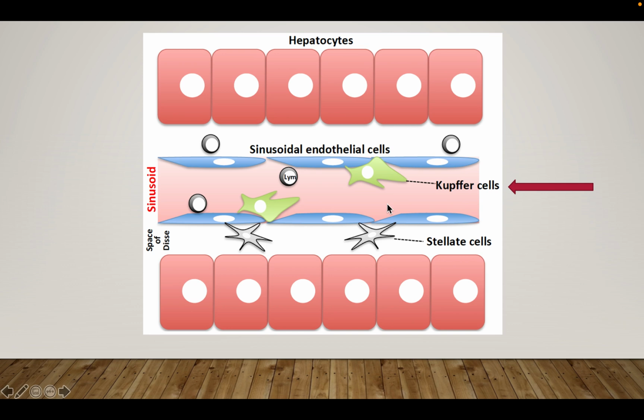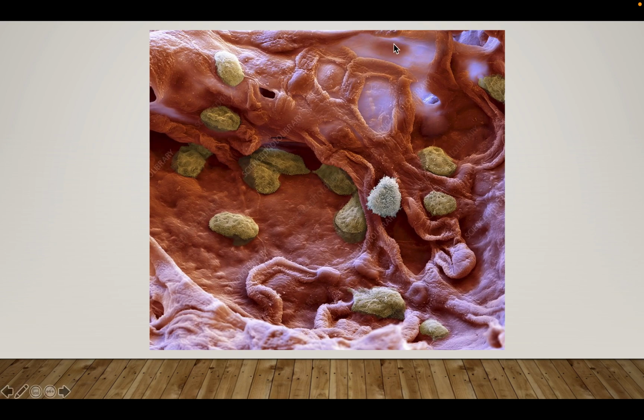They line these sinusoids, and when we get to the digestive system, we'll discuss what sinusoids are. They line these sinusoids, and any blood and fluid that is floating in the sinusoid that happens to have a foreign bacteria or virus or something like that, these Kupffer cells, these macrophages, can engulf that and take care of it.